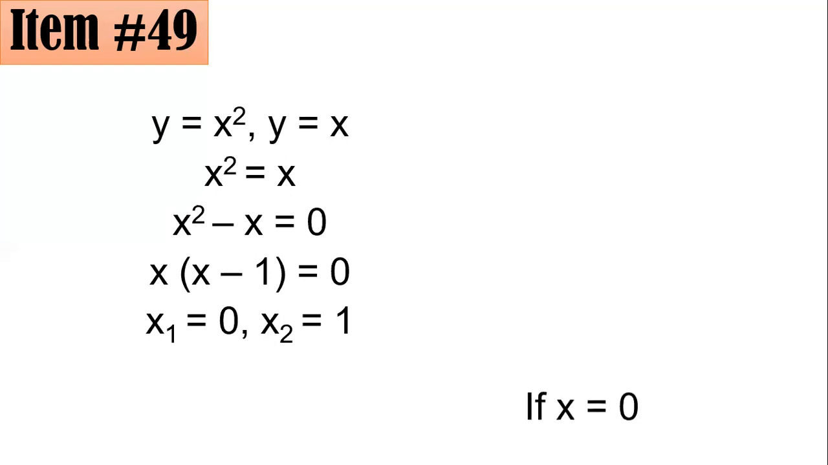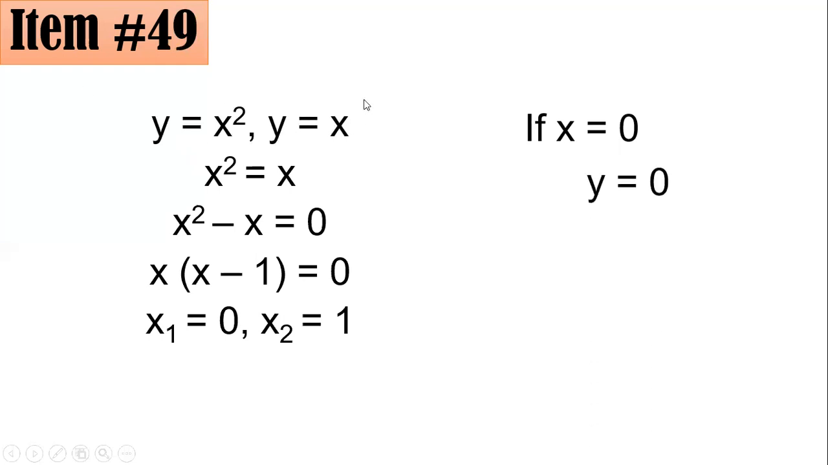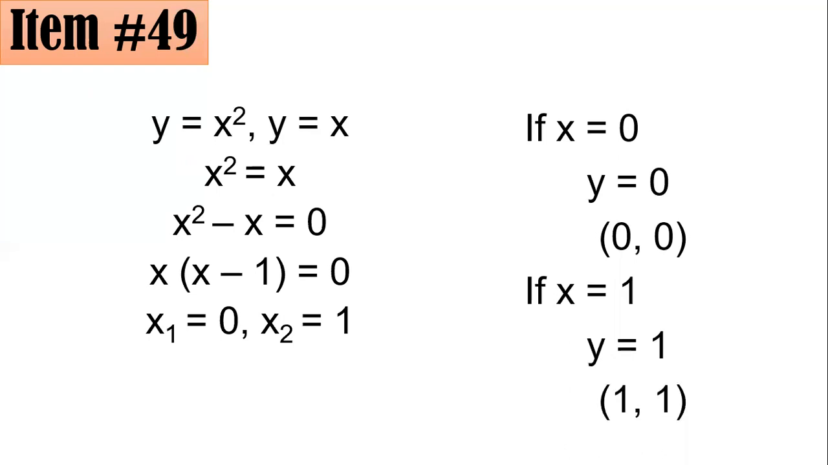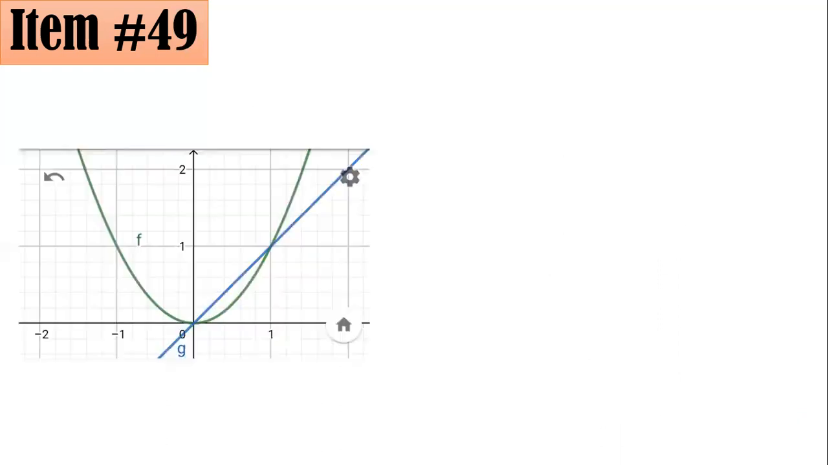Now, what happens if x is equal to 0? You could substitute into either of these two equations. For the meantime, I will substitute in y equals x. If x is 0, then y is 0. So you have there the coordinates of a point, 0, 0. If x is equal to 1, then y is also 1. So another point of intersection of these two is the point 1, 1. And this is how it looks. You have a parabola and you have a line. And indeed, 0, 0 and 1, 1 are their points of intersection.